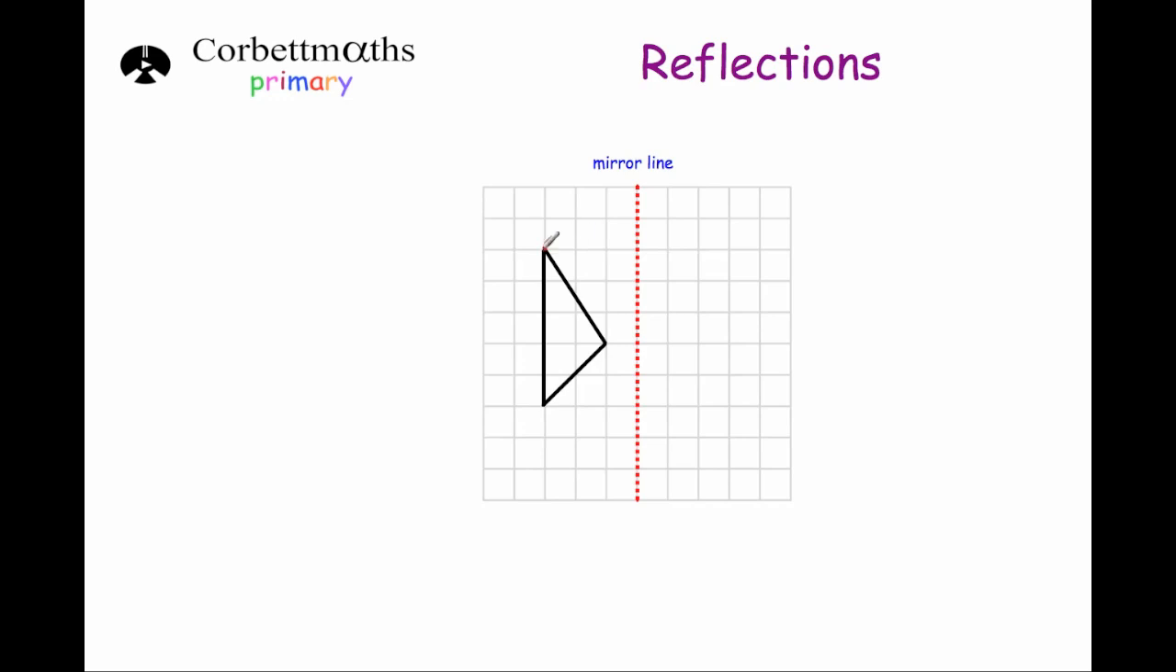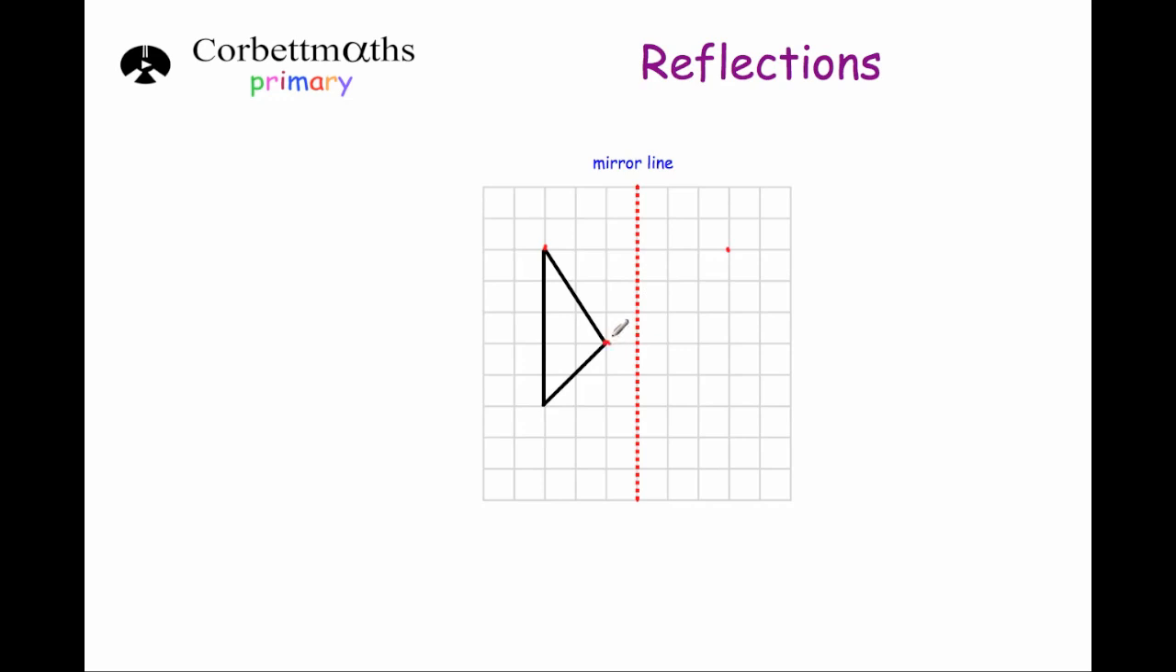So to get from this point to the mirror line, we go 1, 2, 3 squares across. So what I'm going to do is go the exact same distance across on the other side. So 1, 2, 3, and I'm going to plot that point. And then I'm going to repeat that for the other two points, so the other two vertices of the triangle.